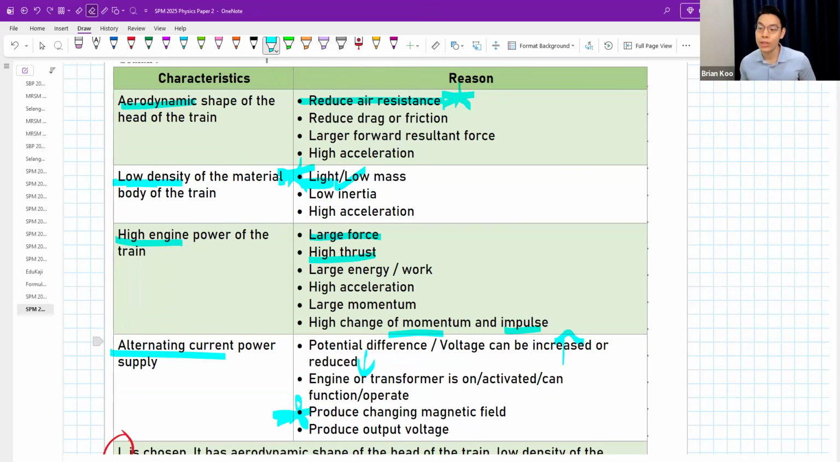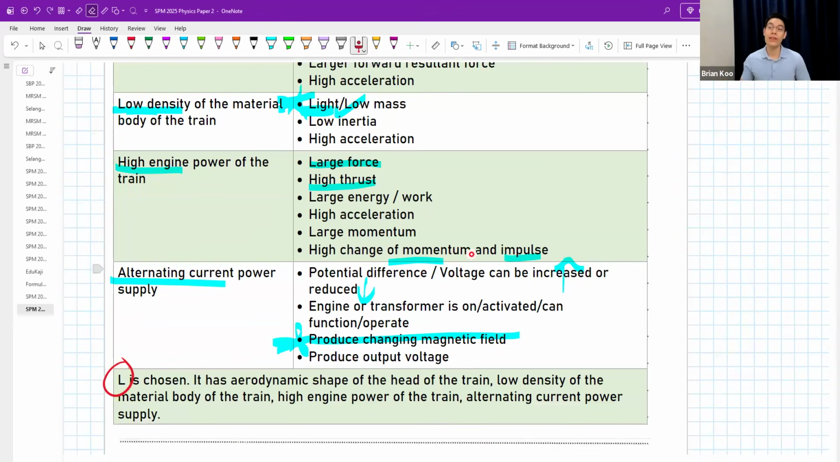If you ask me, I like this the most, to produce changing magnetic field. If you are able to write this sentence, I know you have the correct idea already. You have the correct concept. Because transformer requires AC, alternating current, then only it can work. Because we need that changing of magnetic field to have cutting of magnetic flux, to induce EMF, to induce the voltage, to induce the current. That is how a transformer works. Then only the output voltage can be produced.